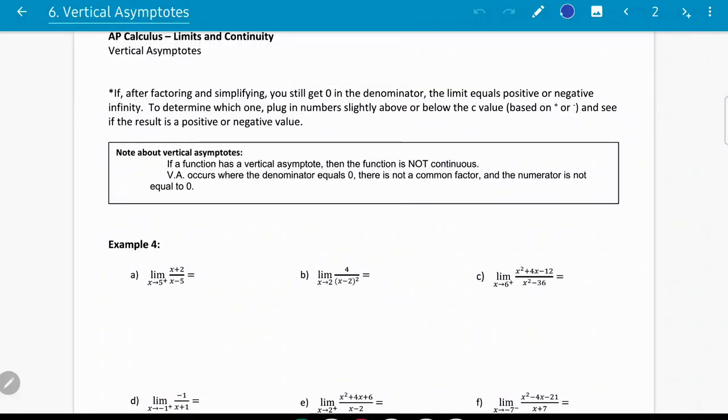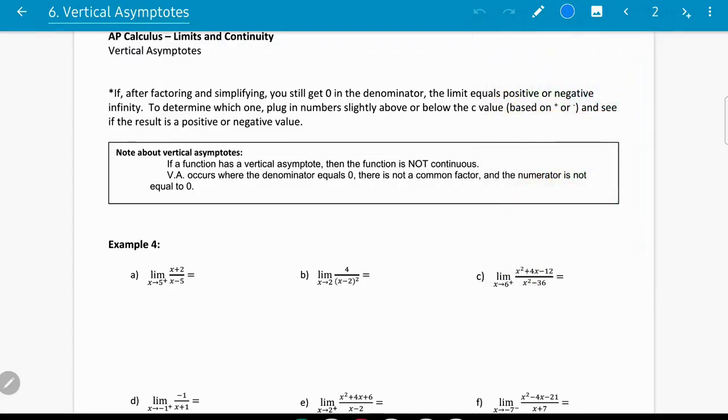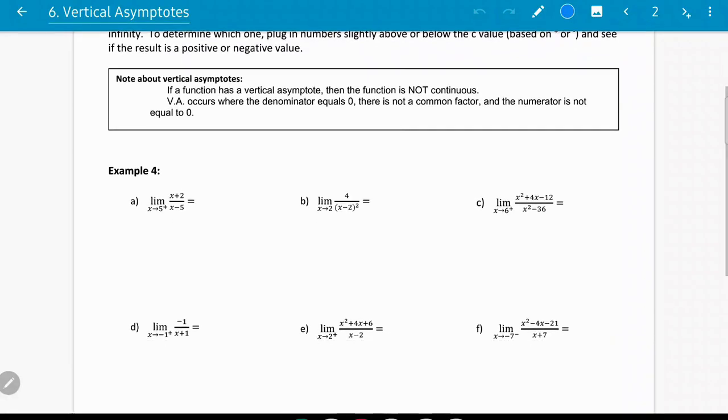So note that as we are looking at these, a vertical asymptote means that the function is not continuous. Vertical asymptotes occur where the denominator equals 0 and there is not a common factor, and the numerator is not equal to 0. So let's look at a couple of these.